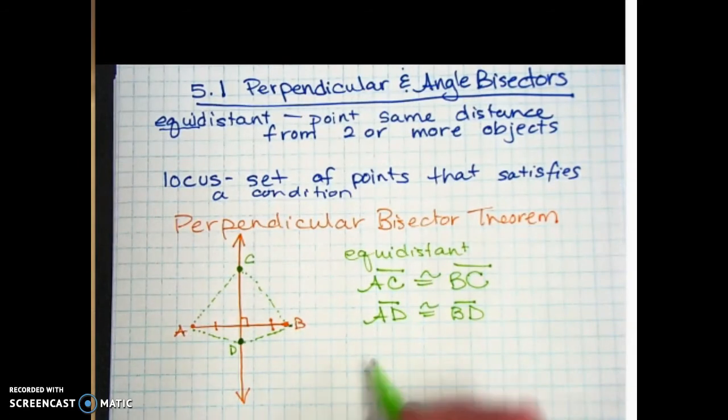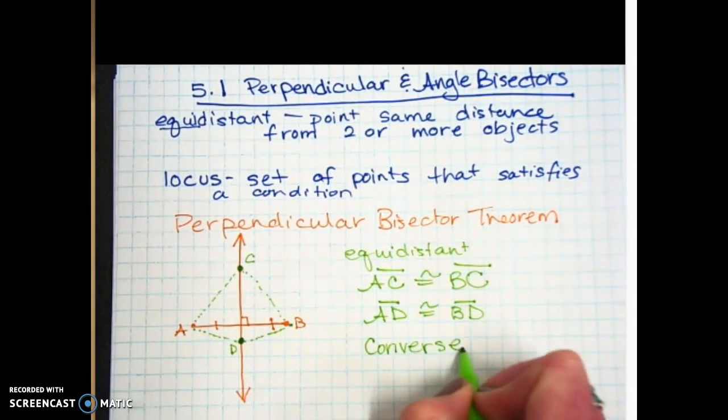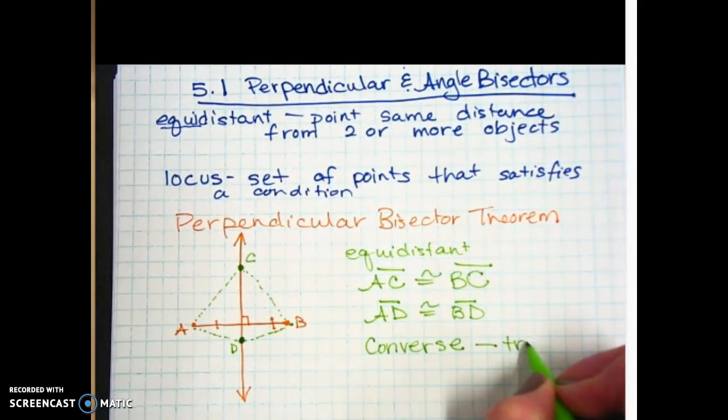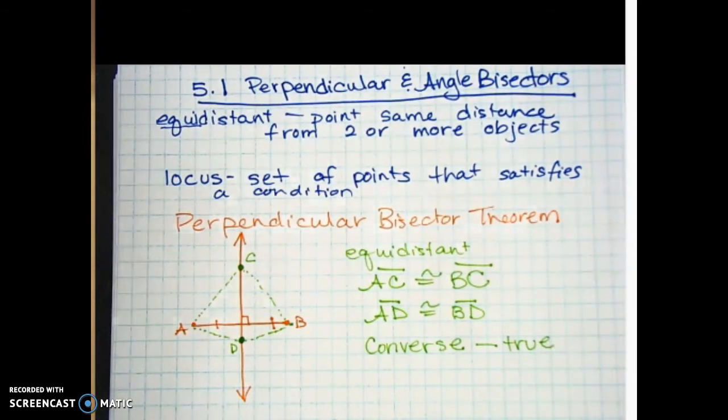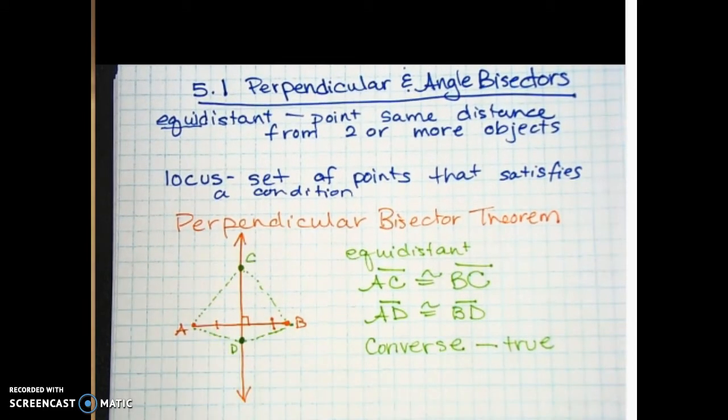okay? The other thing that you also need to know is that the converse of this theorem is true, okay? The converse says if a point is equidistant from the endpoints of a segment, then it is on the perpendicular bisector. So if AC is congruent to BC, then that point is somewhere on that perpendicular bisector. Okay? So let's look at an example that you might see on your assignment.